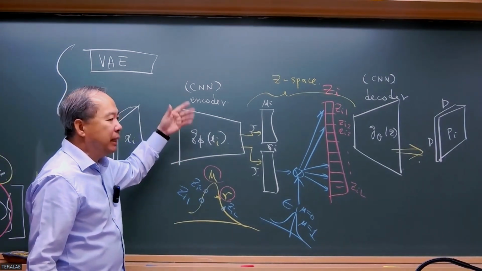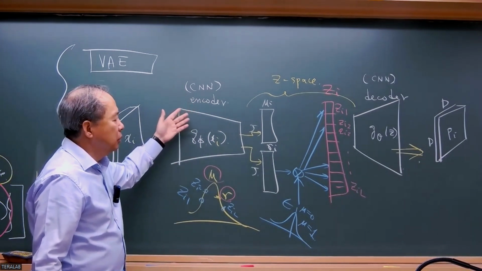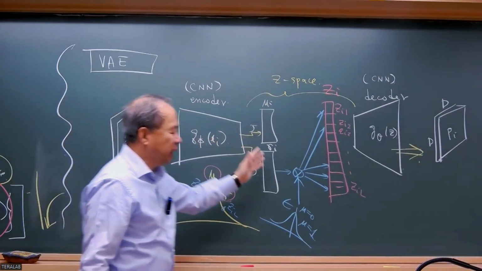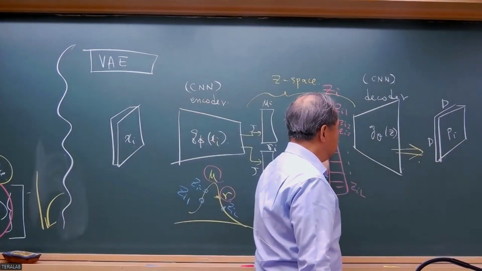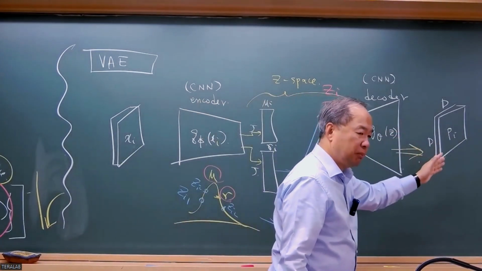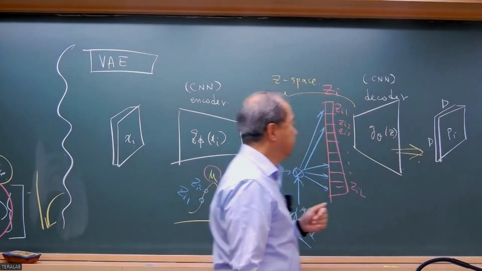Of course, this encoder is a deep neural network. Usually it is a kind of CNN network to convert images to vector space, and the generator is a transformer from vector space to image space. It's a kind of CNN neural network.